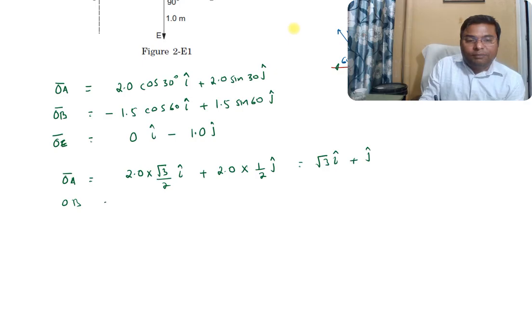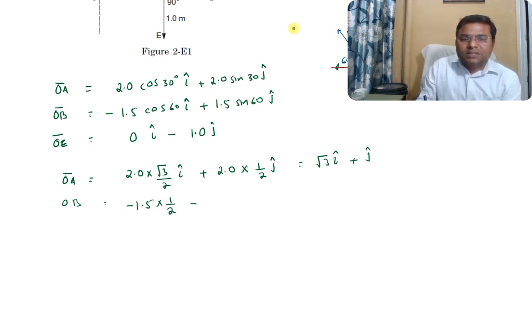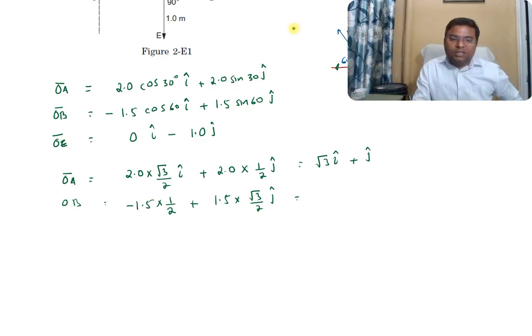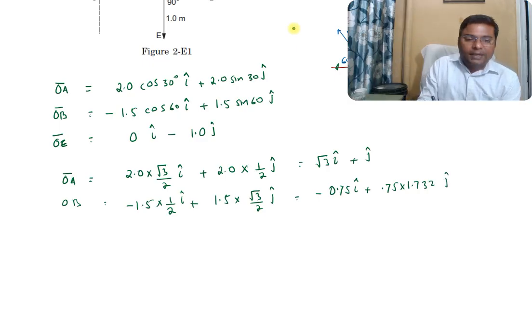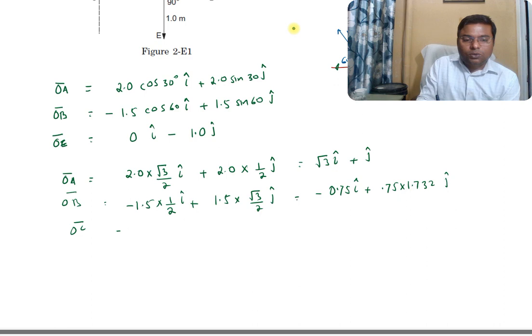OB is equal to, again we put in the values, minus 1.5 cos 60 degrees, which is 1 divided by 2, I plus 1.5 sine 60 degrees, which is root 3 by 2, J. So we can write this as minus 0.75 I plus 0.75 into root 3, which is 1.3 J, and OE is equal to minus 1.0 J.